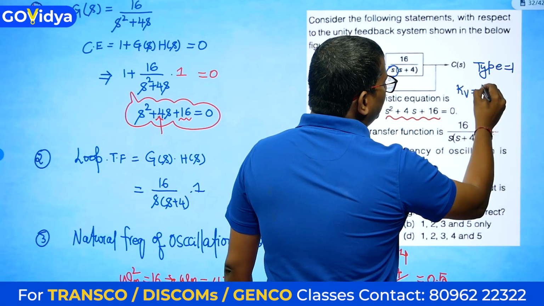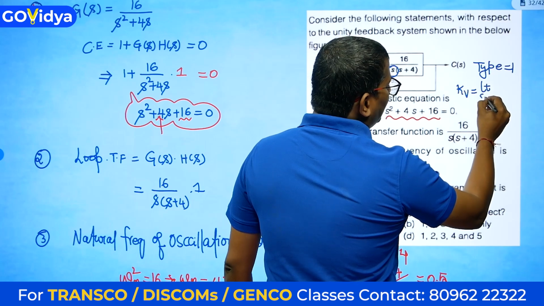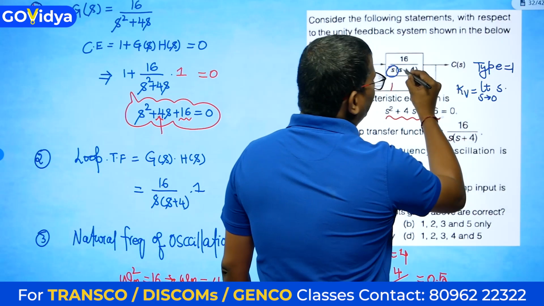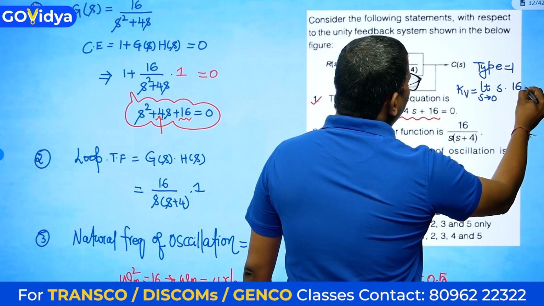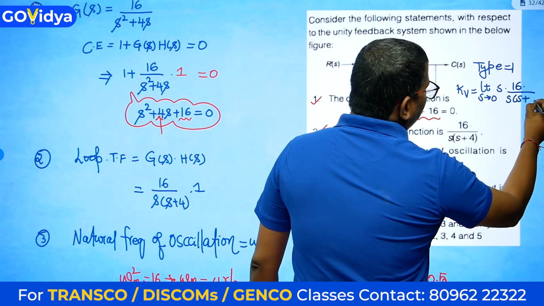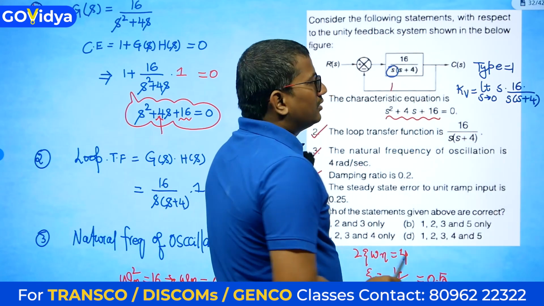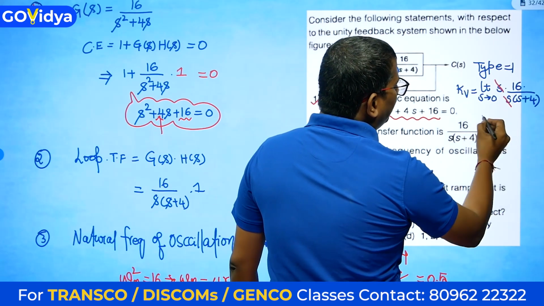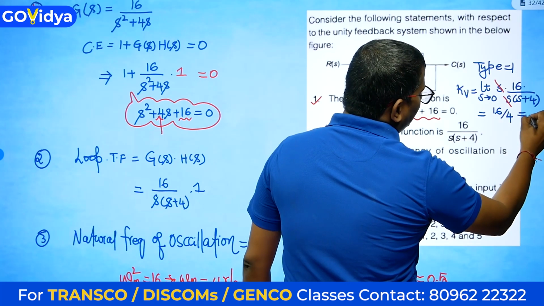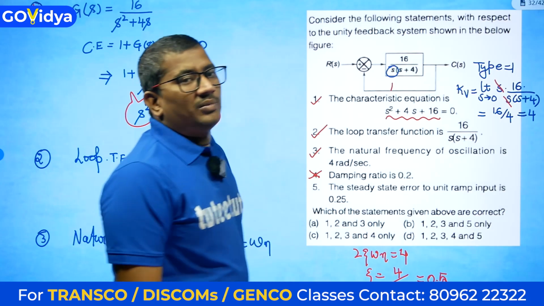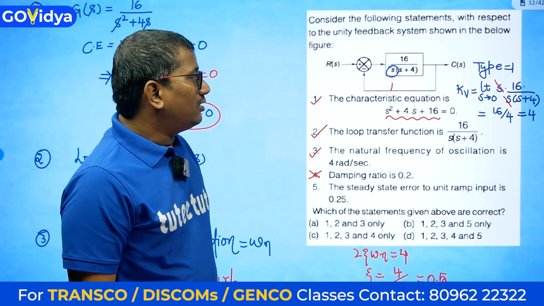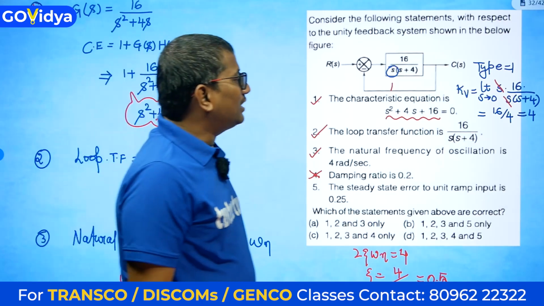Kv is equal to limit s tends to 0 of s into G of s. What is this G of s? 16 by s into (s plus 4). Can we say that this gets cancelled, and finally what you get? 16 by 4, which is equal to 4. But this is not the steady state error. That is the Kv, the velocity error coefficient. But what do we need to calculate? We have to calculate the steady state error.